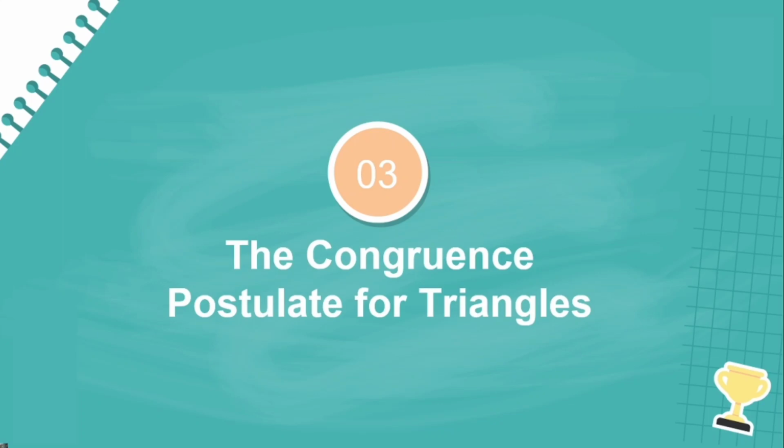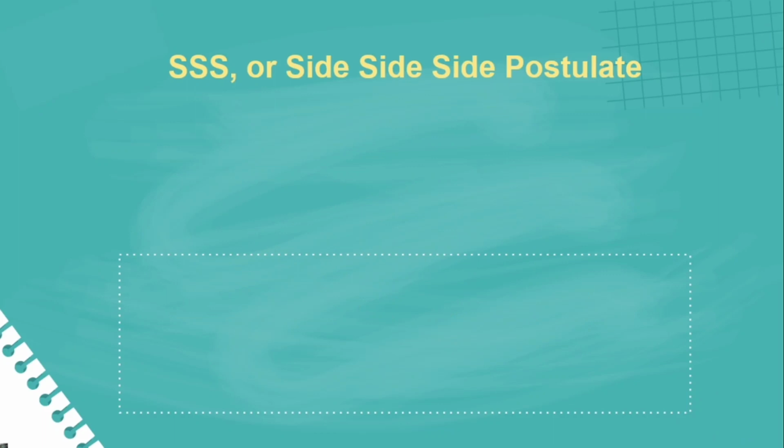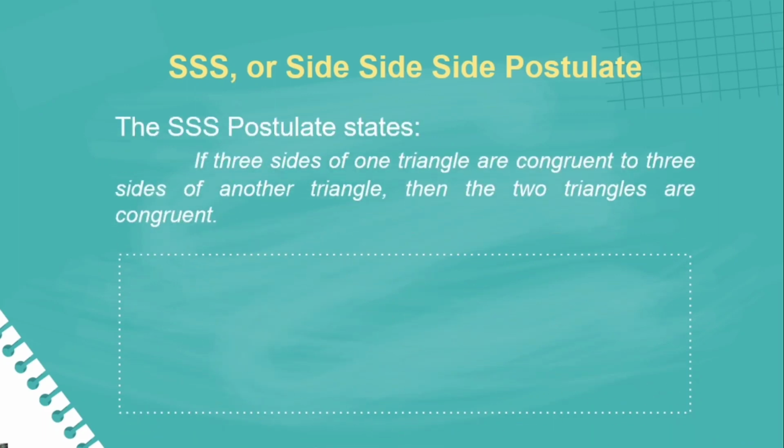Let's now proceed to the congruence postulates for triangles. Let's have first the SSS, or the side-side-side postulate. So this postulate states that if three sides of one triangle are congruent to three sides of another triangle, then the two triangles are congruent.